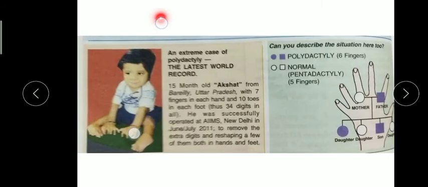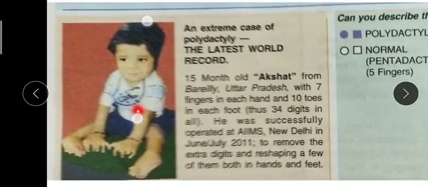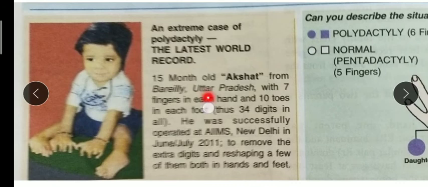Here one case also came up at AIIMS. Fifteen-month-old Akshat, from Bareilly, UP, has 7 fingers in one hand and 10 toes in each foot. You can see the picture also. It is not clear here, but you can see it in your book.